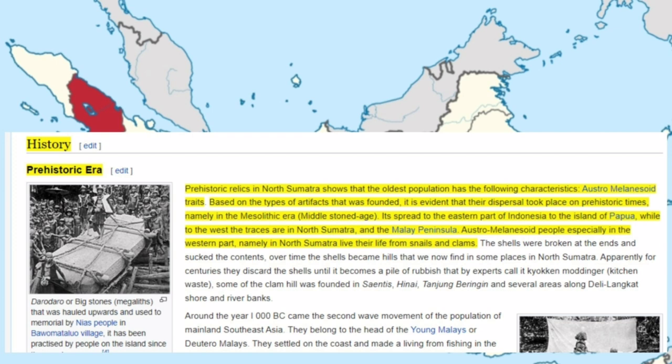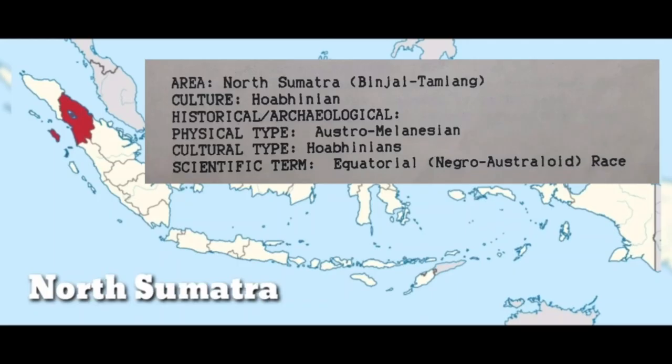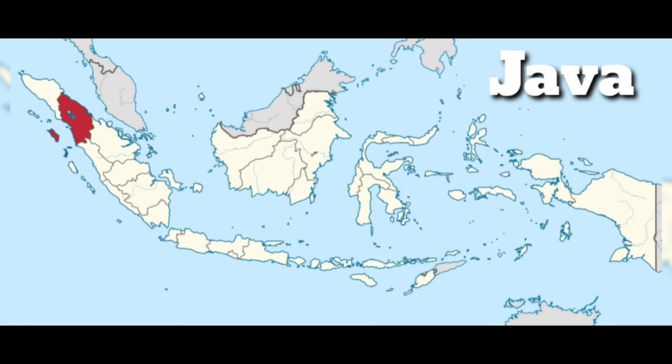Austro-Melanesian people, especially in the western part, namely in North Sumatra, lived their lives from snails and clams. Area, North Sumatra, Binjai, Tamiang, culture, Hoabinhian, historical, archaeological, physical type, Austro-Melanesians, cultural type, Hoabinhians, scientific term, equatorial Negro-Australoid race. Java.